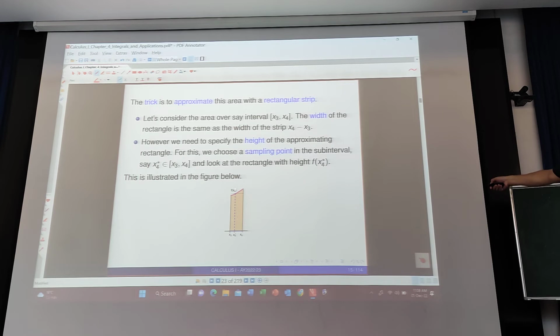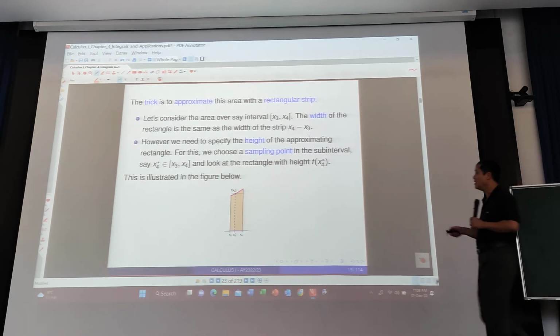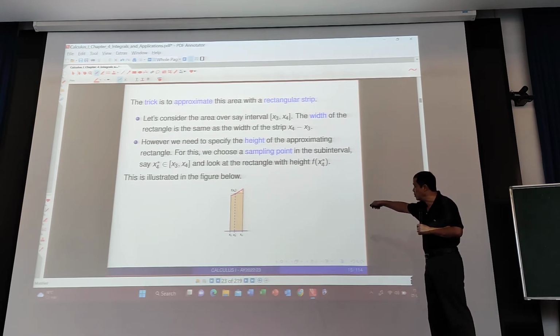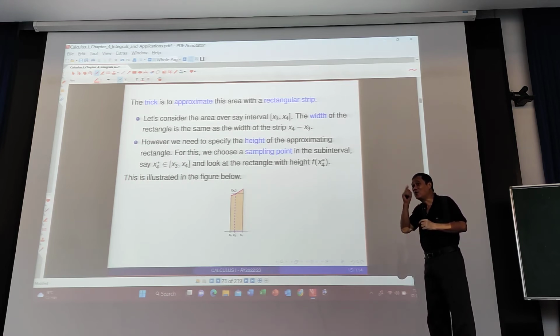And how about the height? We try to take any point xi star, I write x4 star in between, and take f of x star. With this height, I draw a horizontal line, so clearly I get a rectangle, right? So that rectangle, the area is almost the same as the figure we want, because you see this rectangle, we don't have that part, but we have this part. So we understand that they are almost the same.